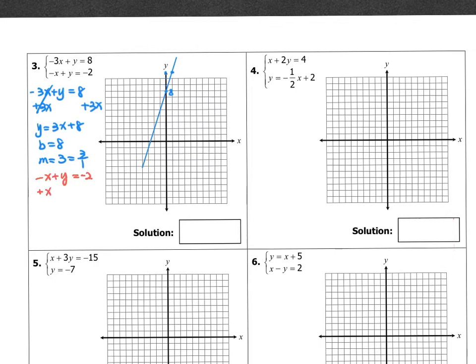So to get rid of the x term, I do the opposite. I have y equals x minus 2. So in this case, my b is negative 2, my m is 1. So b is negative 2 on the y-axis is right here. And then I rise by 1, I run by 1. So now if I connect this, all right. Now that blue line is not long enough, so I have to extend that line.